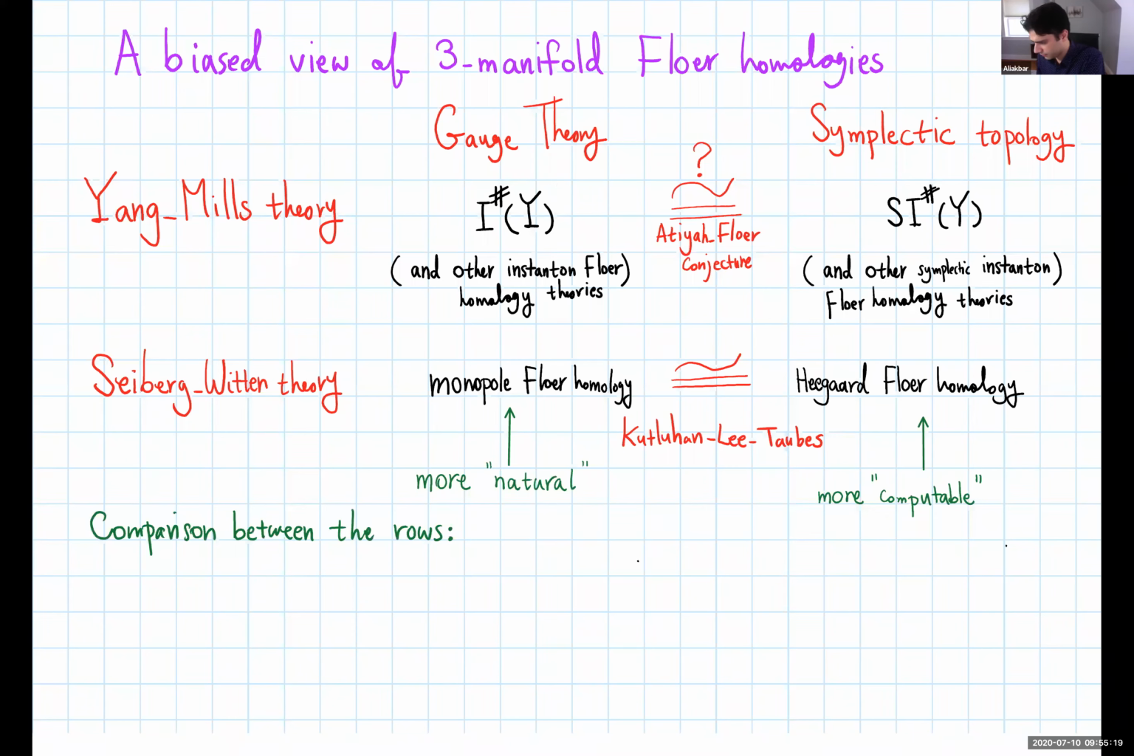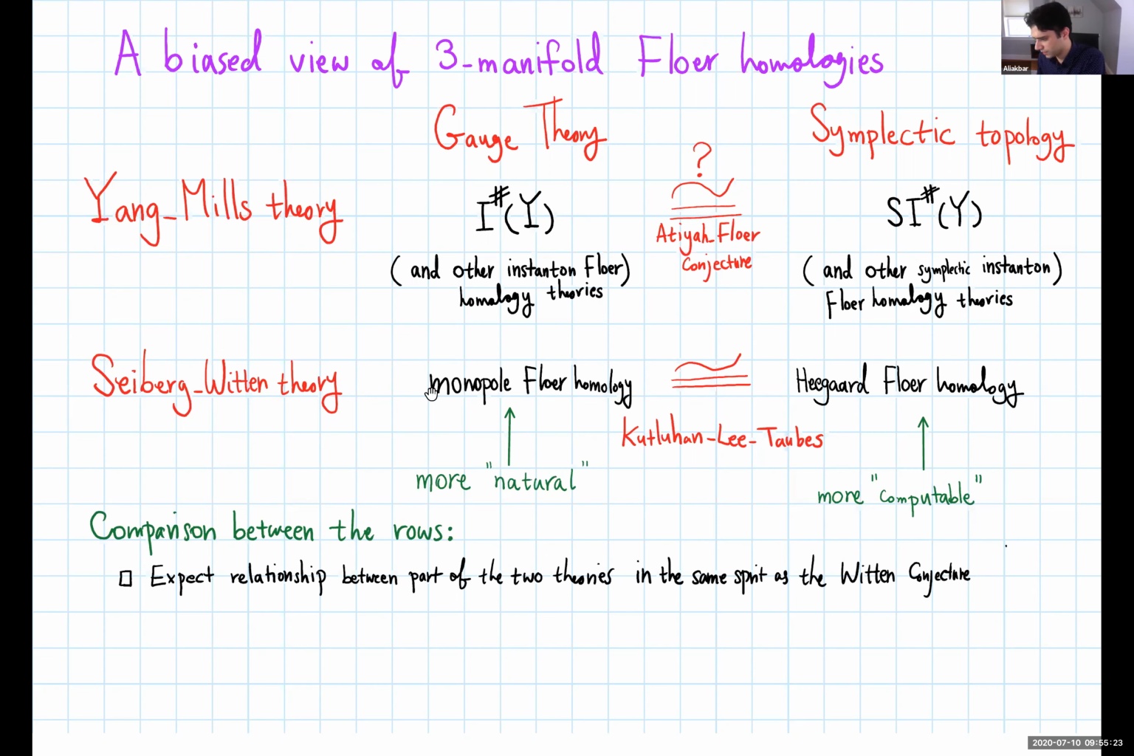Maybe I'd like to say a few words about comparing the two rows. In general, there are some expectations that there are some relations between the invariants in the first and the second rows. It's in the same spirit as the Witten conjecture, which says that Donaldson is equal to Seiberg-Witten on closed four-manifolds.